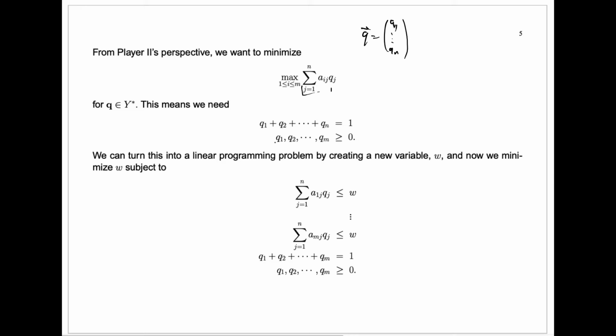Well, just as before, we need the sum of the q's to be 1 and all the q's to be greater than or equal to 0, since q is a probability vector. How do we turn this thing into a linear programming problem? Well, just as before, we create a new variable. This time, let's say we call it w. And now we can ask to minimize this w. This will be our new objective function.